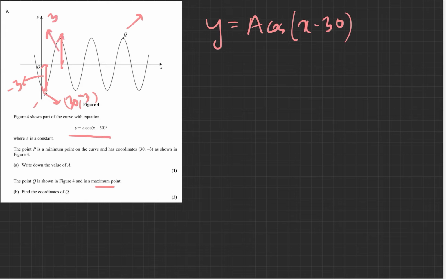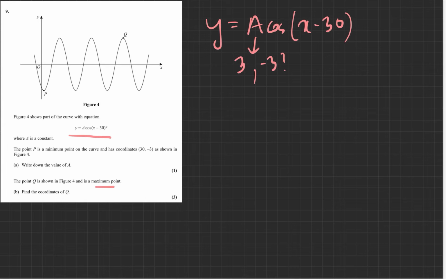Because cos is a cyclic curve, the amplitude is the same up and down, right? So the amplitude here is 3. So it's either −3 or 3. Now the question here is, is it 3 or is it −3? So what you have to identify is what was the original equation, okay?